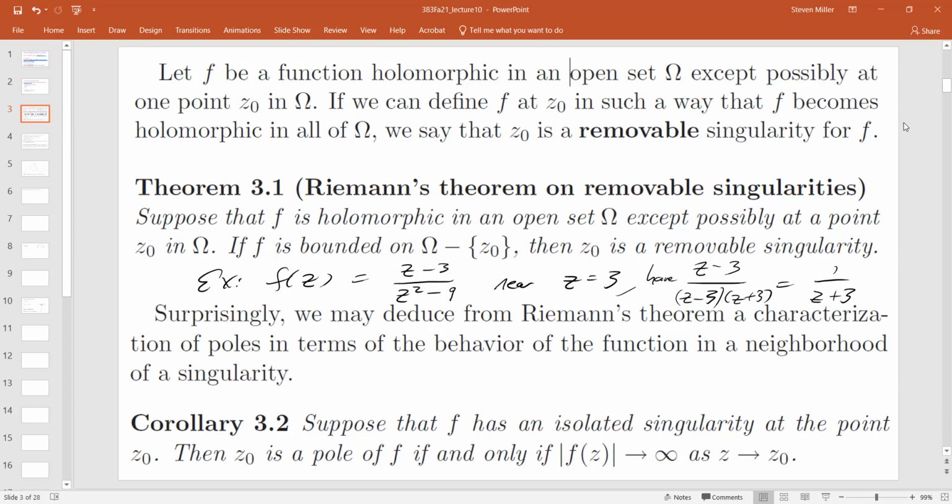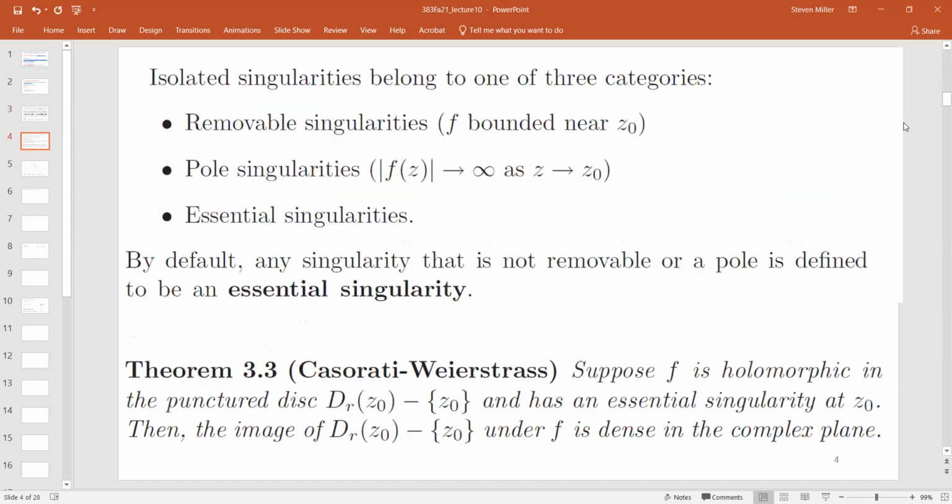Why don't we just view this as the function z plus 3? And that's essentially what's going on in situations like this. We have things blowing up like this, so just remove the factor of z minus 3 from the numerator. All right. Next is the Casorati-Weierstrass theorem.